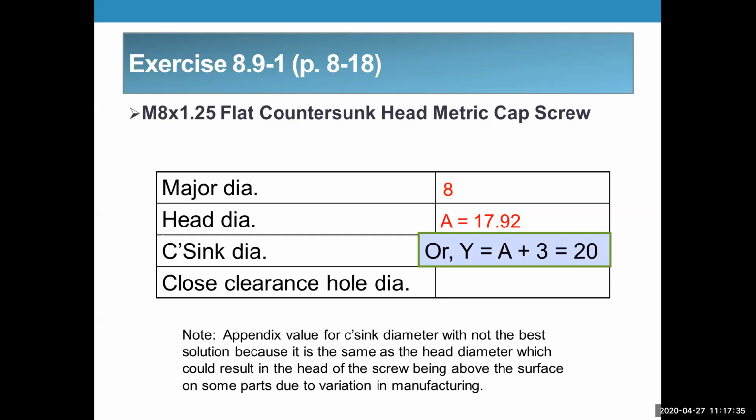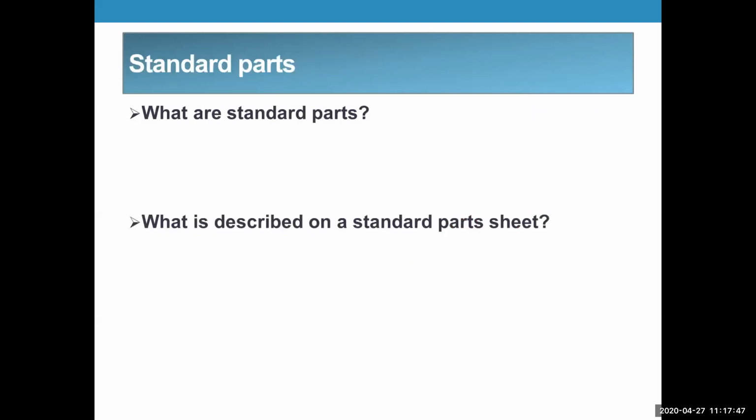So what's the close clearance hole diameter for this? The M8: 8.4. Very good, right off the chart. Okay, so those are 2 examples that relate to the homework. That should make the homework fairly simple.